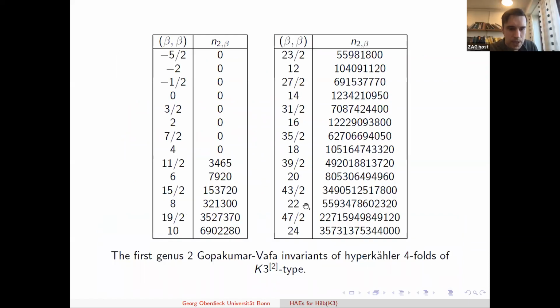Is there a similar application to these Borcea-Voisin Calabi-Yaus? Yeah, not yet. I don't think so, not directly. I mean, you probably need some new ideas. But yeah, that would be very interesting.